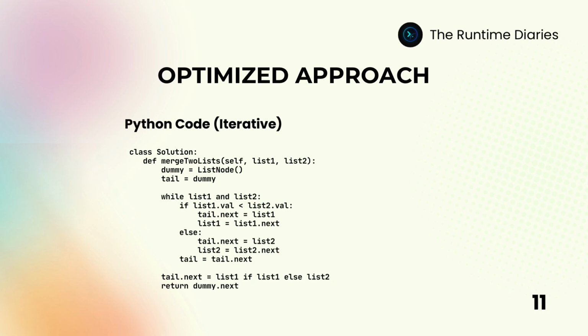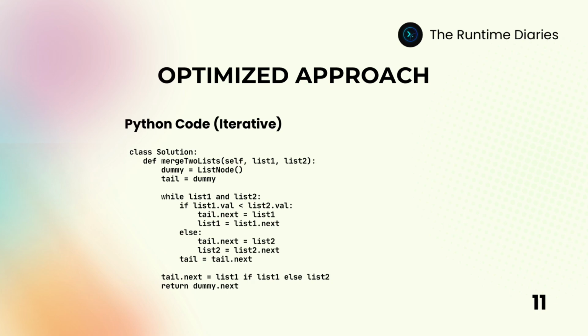Inside the loop, we compare list1.val and list2.val. If list 1's value is smaller, we attach list 1 to tail.next and move list 1 forward. Otherwise, we attach list 2 to tail.next and move list2 forward. After attaching a node, we move tail forward to tail.next.